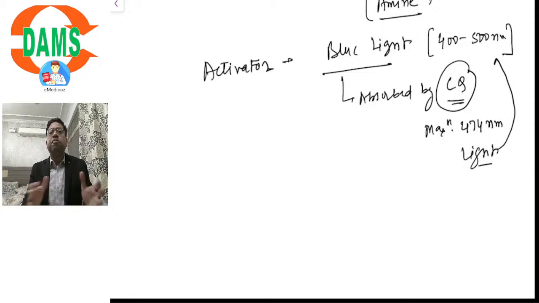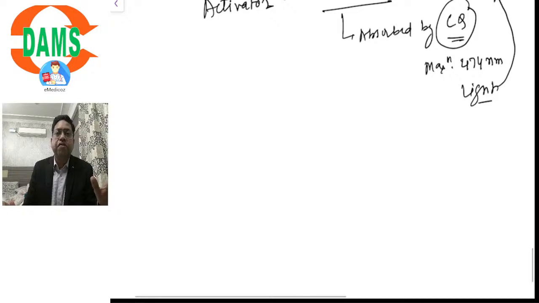If you talk about the visible spectrum, it consists of 7 colors from violet to red. But only blue light is used because it is the light that is absorbed by the photoinitiator present in the composite. So these are the activator and initiator systems for the self-cured and light-cured composites basically.